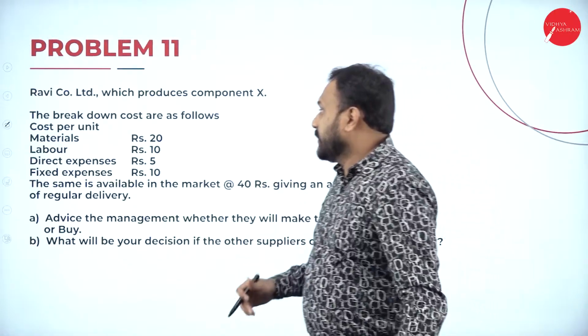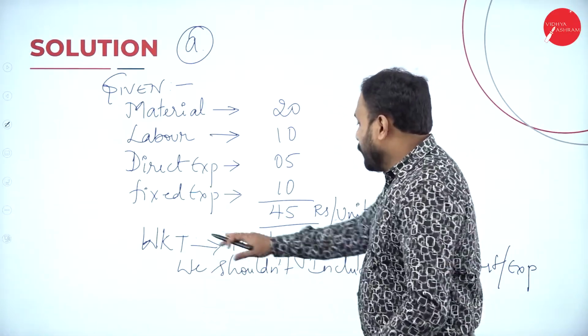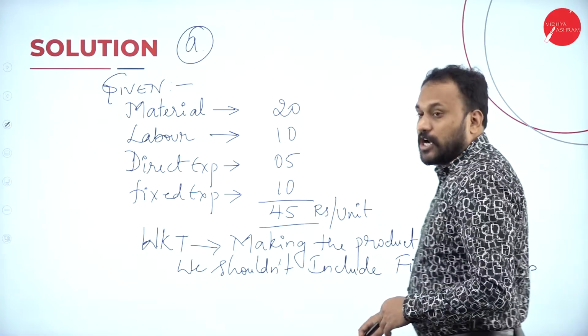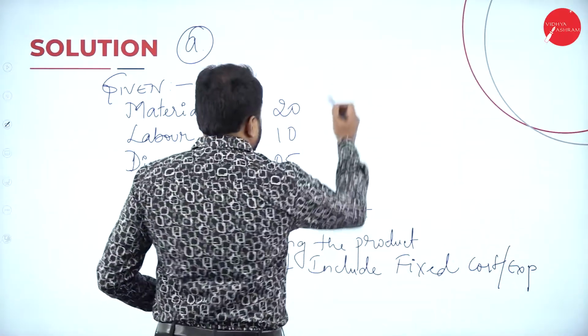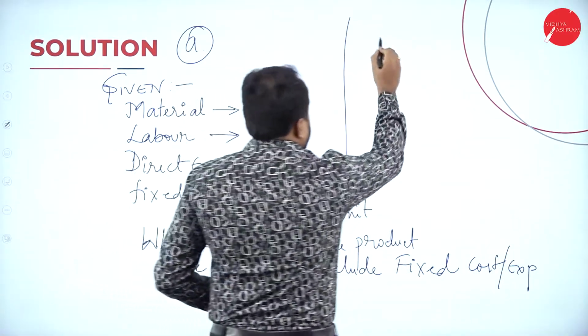So here again we'll go with this. Now we know that making the product, we should not include fixed costs, all those things. So here I'll write. So decision.